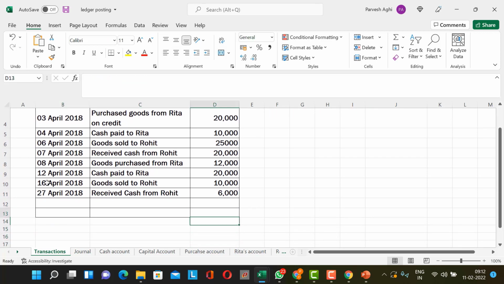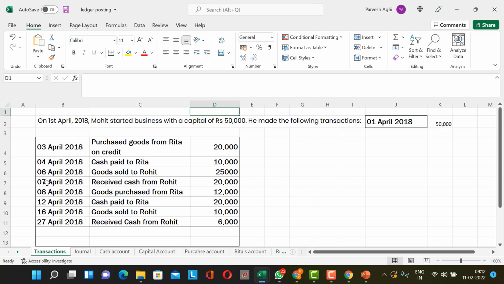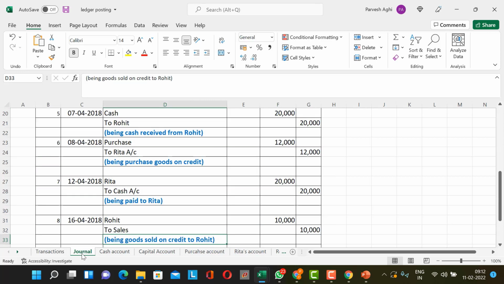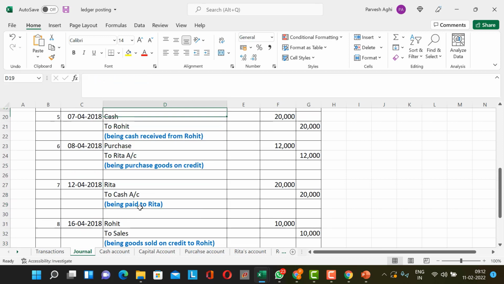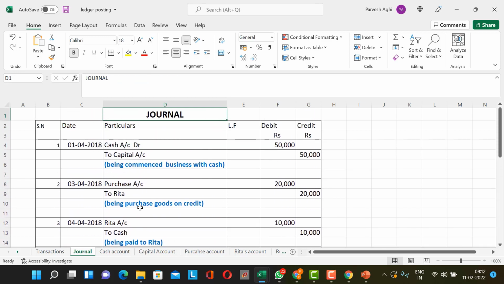So what we have to do is journalize these transactions and then post them into the ledger. We'll also make a trial balance later on. So first of all, we'll start with the journal. Please listen carefully because there's going to be an exercise later on which you have to do. I have already posted a similar exercise on Google Classroom, which you have to do yourself.